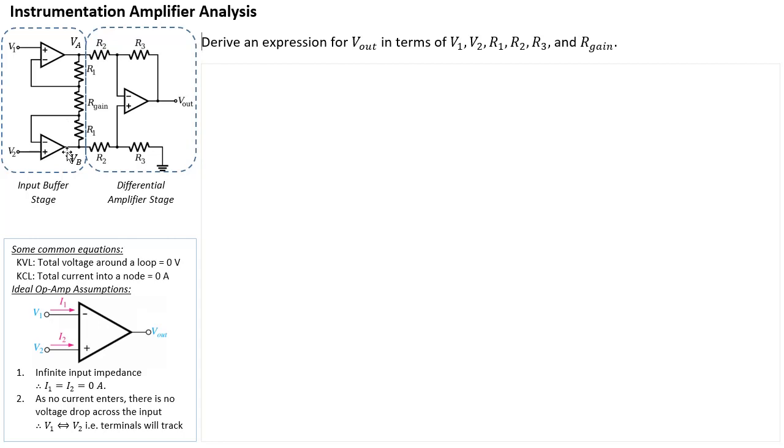The other thing, based on the second assumption about V1 and V2, is that if this non-inverting input is V2, then the inverting input here must also be V2. So this node here is going to be V2. Similarly for the top op amp, if this is V1, then this node here is also V1. So let's label that as well. I'm going to put the label on this side.